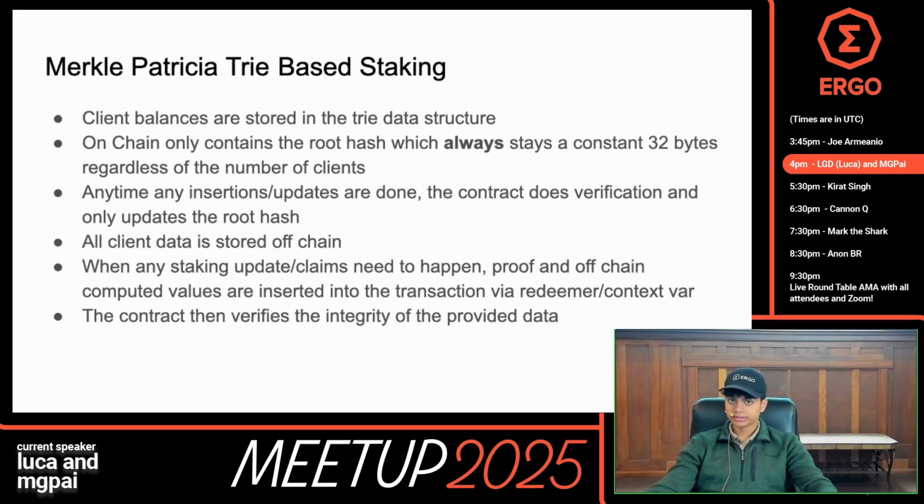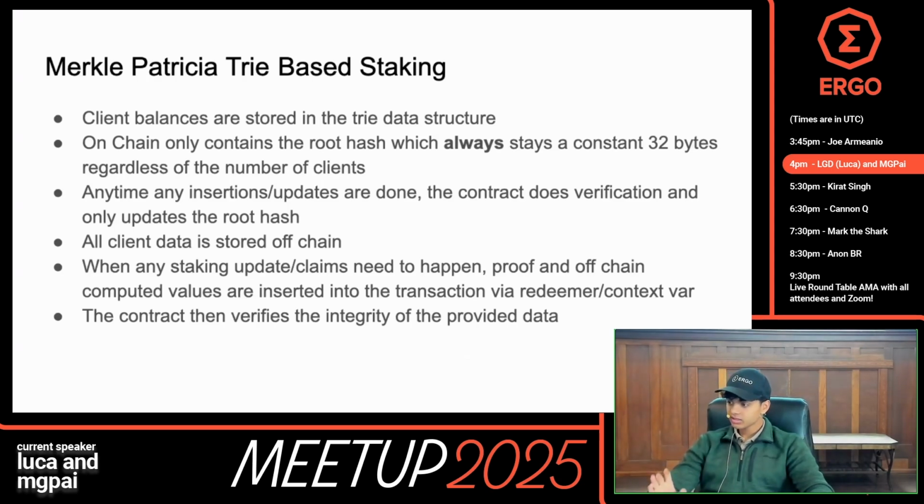And thanks to the Merkle tree diagram I explained, it's hashes of hashes of hashes and so on. So anytime any insertions or updates are done, the contract does verification. As I explained in the previous slide, you provide the proof and the known root hash. And what does the contract do? The contract only does computing. It only does verification. It doesn't need to do all the data storage or anything. You provide it the exact data that it needs, the least amount of data it needs to actually prove what you're doing is correct and you're not providing false information.